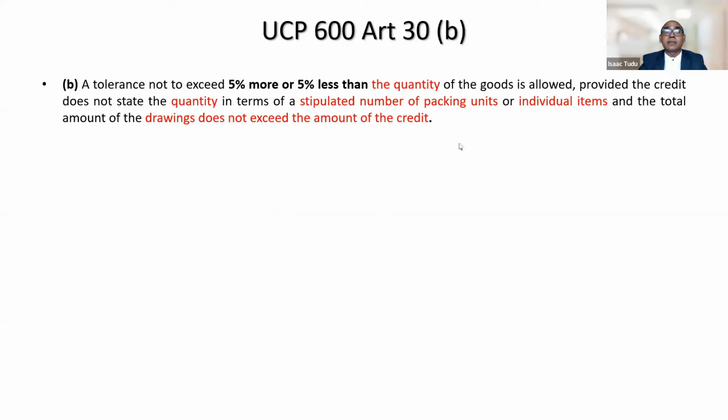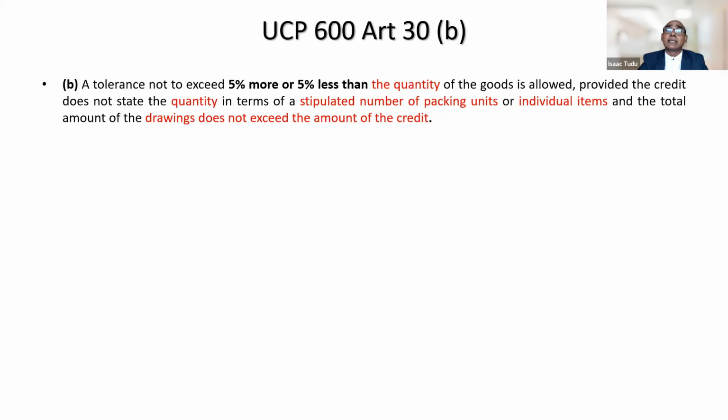So let us go and understand the next sub-article, that is Article 30B. 30B says a tolerance not to exceed 5% more or 5% less than the quantity of the goods is allowed, provided the credit does not state the quantity in terms of a stipulated number of packing units or individual items, and the total amount of the drawing does not exceed the amount of the credit. We need to pay attention that it is related to only quantity. It does not talk about the unit price. It does not talk about the LC amount like we had seen in the case of UCP Article 30A. Here, 30B is related only to the quantity, that too 5% more or 5% less tolerance.